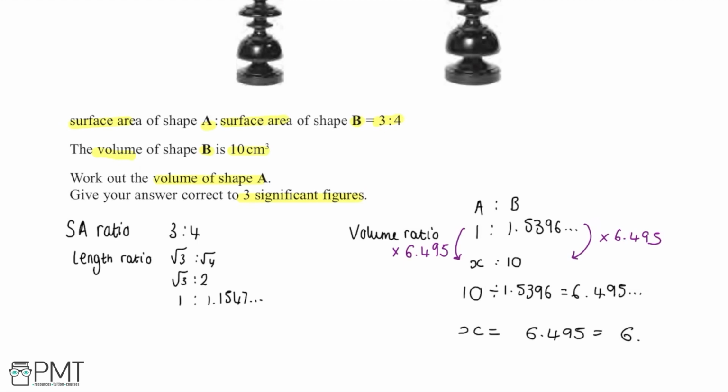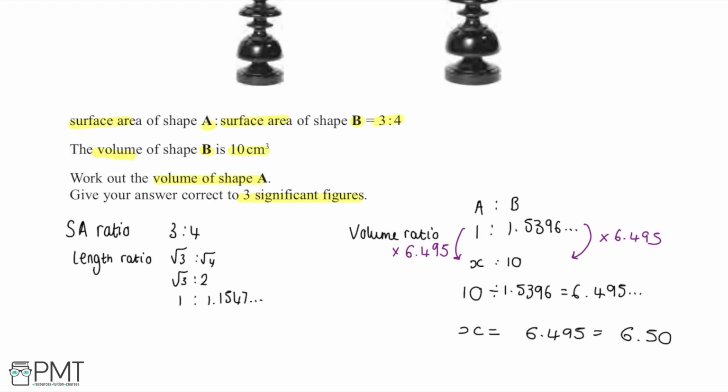6.495 rounded to 3 significant figures, 1, 2, 3. To the right of the 9 is a 5, and that's greater than or equal to 5. So we're going to round the 9 up, however that takes us to 10, which then means we need to round the 4 up to a 5. So that just leaves us with 6.50 to 3 significant figures.